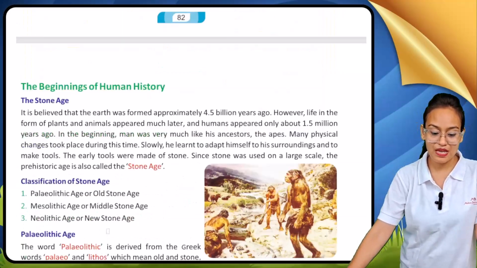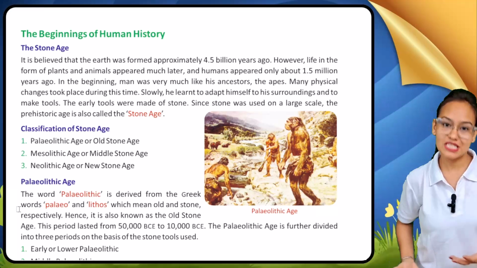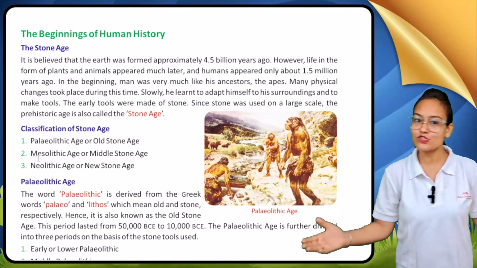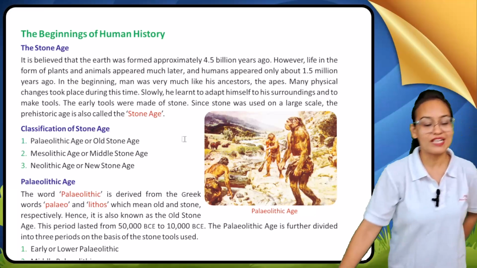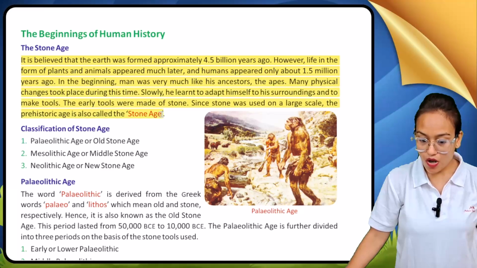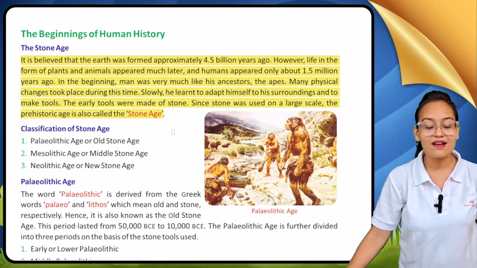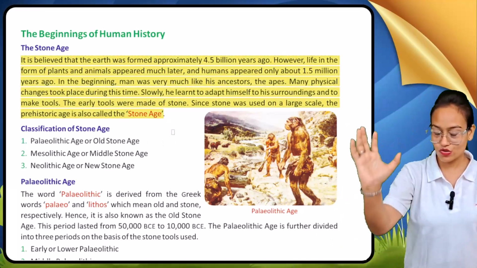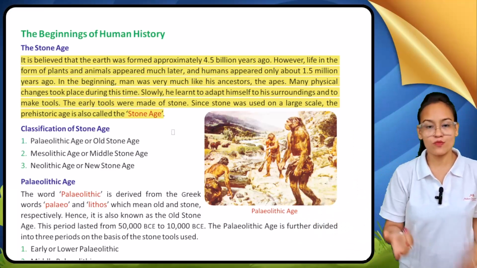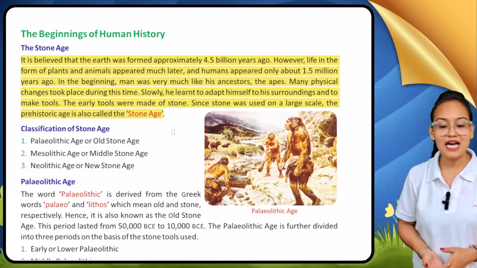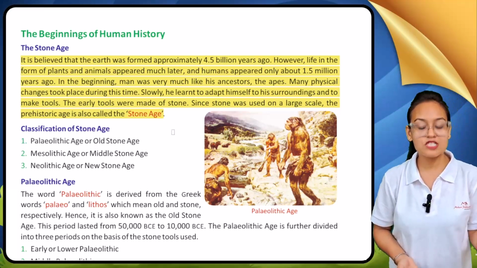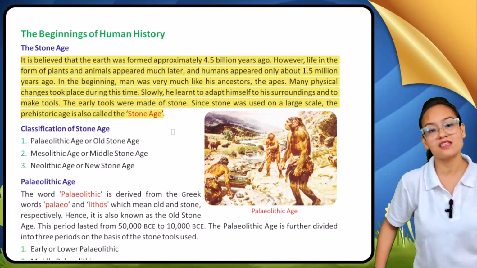Now, how did our human history start? Here we are going to see that human history is divided into many ages, like our Stone Age. So what is the meaning of Stone Age? We all know that Stone Age means the era totally dedicated to stone. And it is a common measurement that life on earth started approximately 4.5 billion years ago.